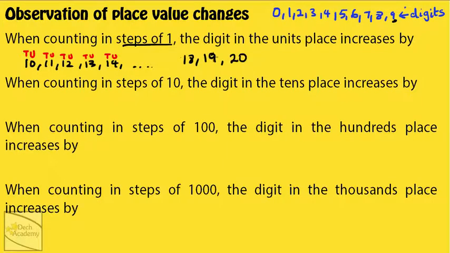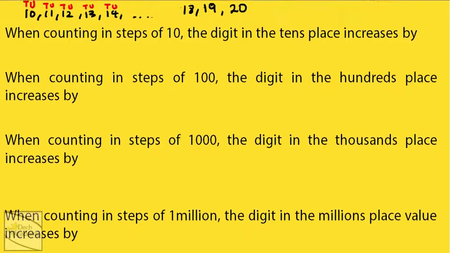So from here, when you get to 9, you go back to 0. But when you go back to 0, you have to add 1 to the preceding digit. But don't worry too much about that. The key thing here is you're increasing the digits in the units place by 1. That's all you need to take away. So let's move on to the next observation.